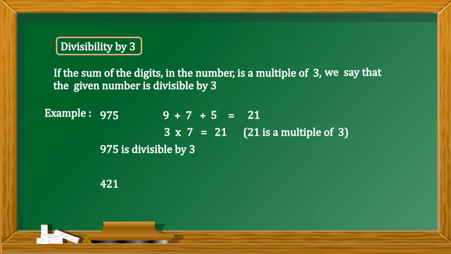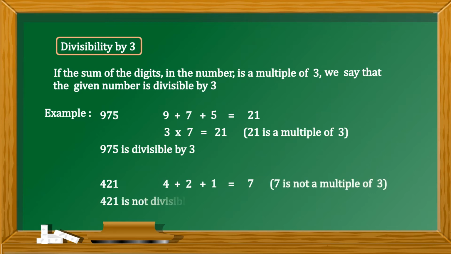In 421, the sum of the digits is 4 plus 2 plus 1 is equal to 7. And we know that 7 is not a multiple of 3. So 421 is not divisible by 3.